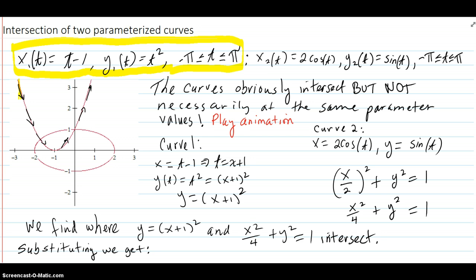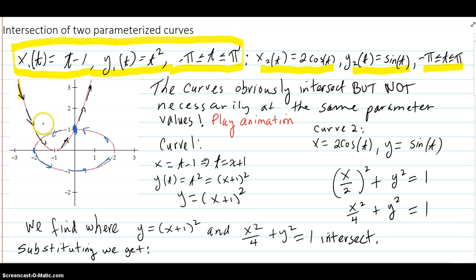Then our second curve is x is 2 cosine t, y is sine t, so you're going to get an ellipse, and it's on the same parameter range from negative pi to pi, and that will trace out this way around here. And so maybe there's a collision here, and maybe there isn't. We're going to find out.